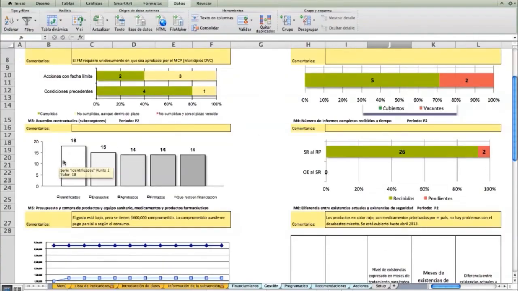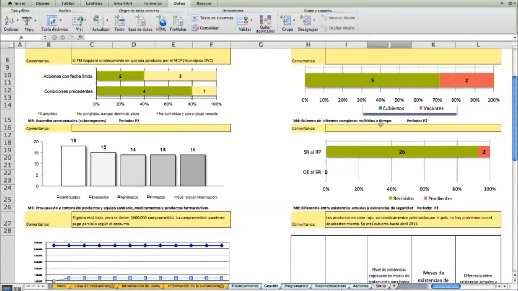Of the subrecipients that have been identified, the third graph represents how many have been evaluated, how many have been approved, how many have been signed, and how many received funding. In graph number 4, we see the number of finalized reports received on time. In this case, we see that 26 reports were finalized and received on time and 2 that are pending. In this case, there are no subrecipients to be shown.